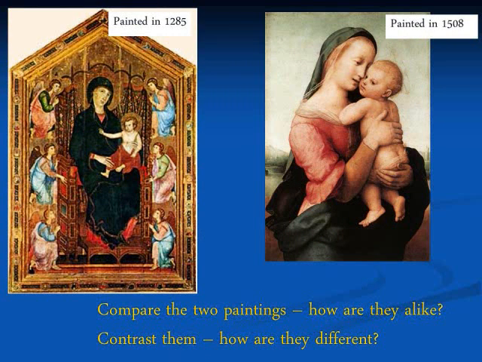So here we see two paintings of the same subject, the Madonna and Child. The painting on the left is by Duccio and was painted in 1285 during the Middle Ages. The painting on the right is by Raphael and was painted in 1508 during the Renaissance. Painting sure had changed a lot during those 200 years.